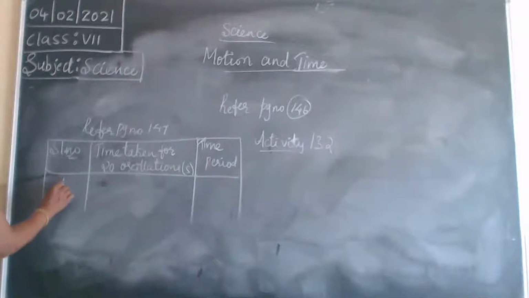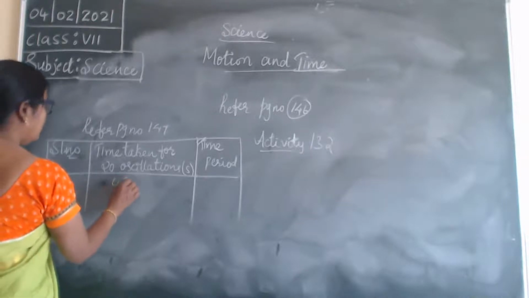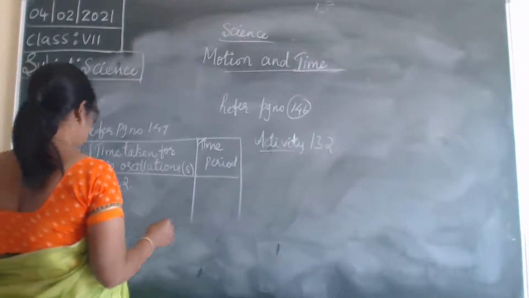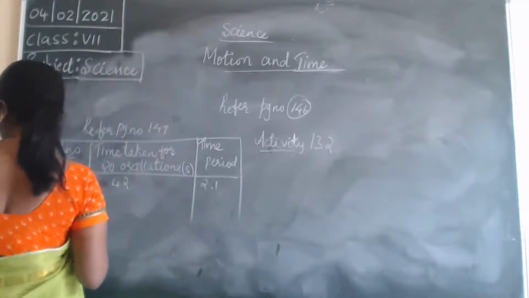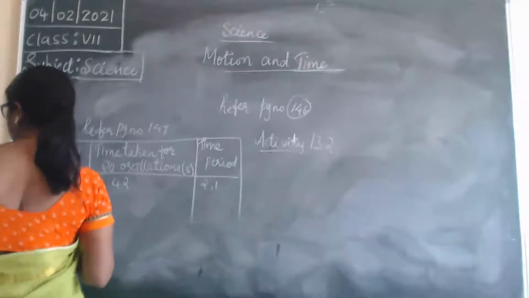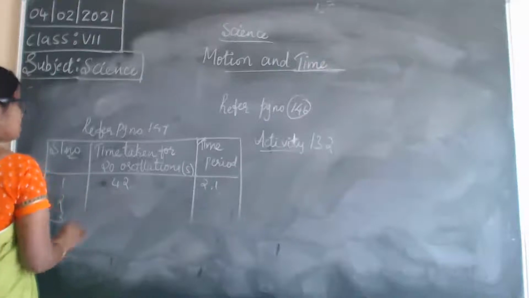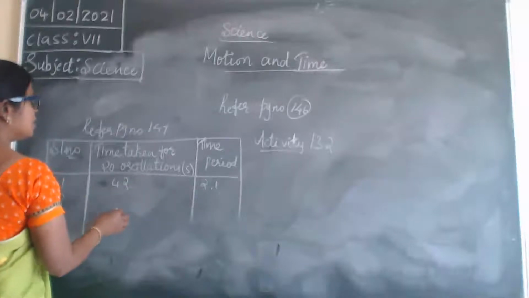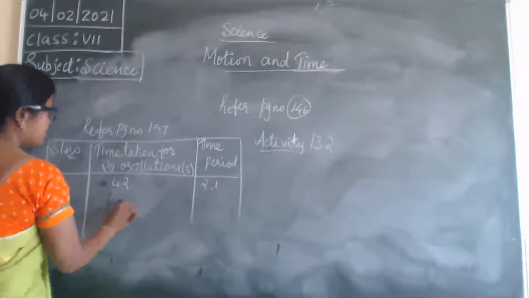Serial number 1, 2, 3. First, for 20 oscillations, time taken is 42 seconds, and the time period is 2.1 seconds. So the time taken for 20 oscillations will differ here. Now it might be 46.